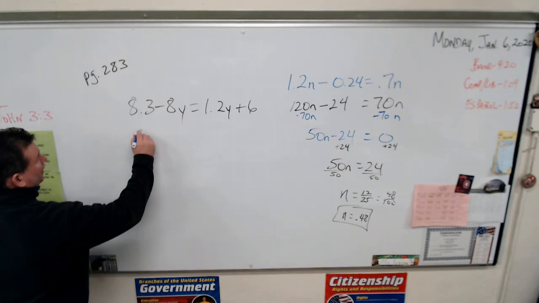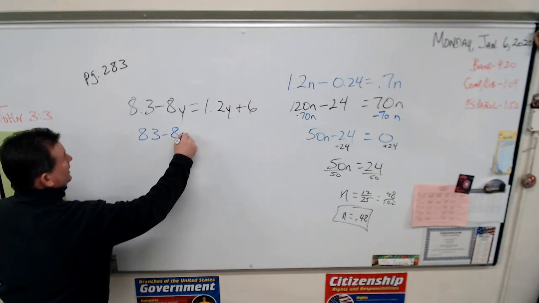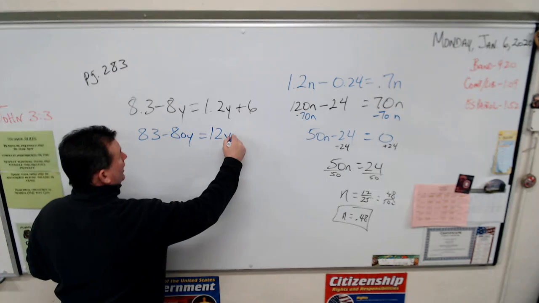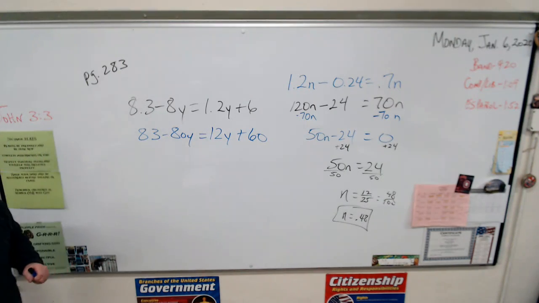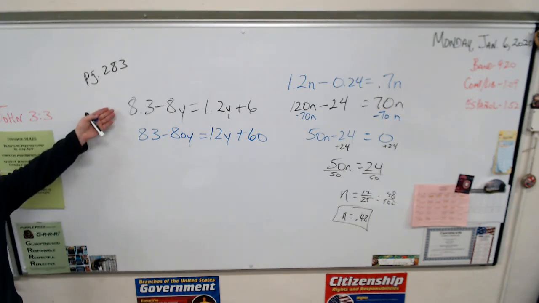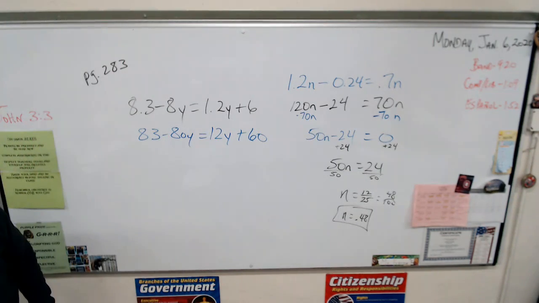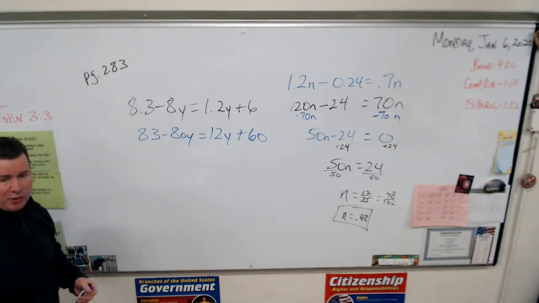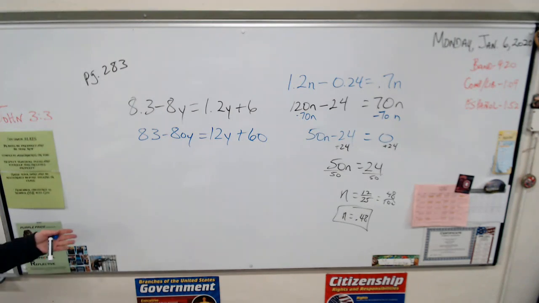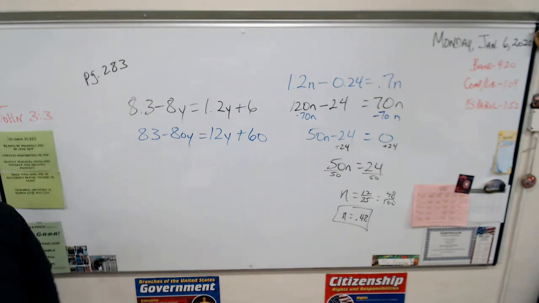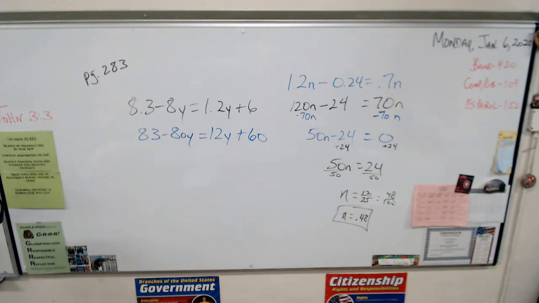Decimals disappear. 83 minus 80y equals 12y plus 60. Look up here. All I did from the original problem to this is I multiplied everything by 10. And if I multiply everything by 10, the integrity of the equal sign still maintains, it's still equal. I've just made everything proportionally bigger. It makes total mathematical sense. Everybody with me? Yes.